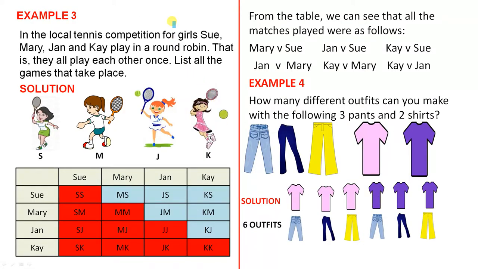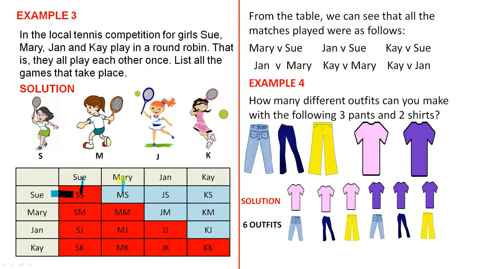Example 3. In the local tennis competition for girls, Sue, Mary, Jan and Kay play in a round robin. That is, they all play each other once. List all the games that take place. Here are the 4 girls with their initials, and I've written the 4 girls' names there and down here, and we're going to fill in these little rectangles here with their initials. Now, I want to fill in all the rectangles, even though some of these things do not take place. We're still going to fill in all the rectangles, and I'll explain to you in a moment why they don't take place.